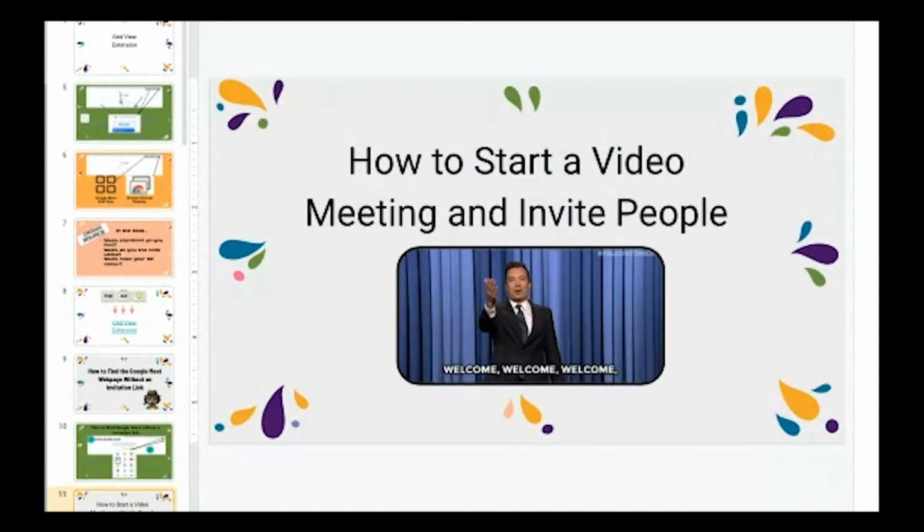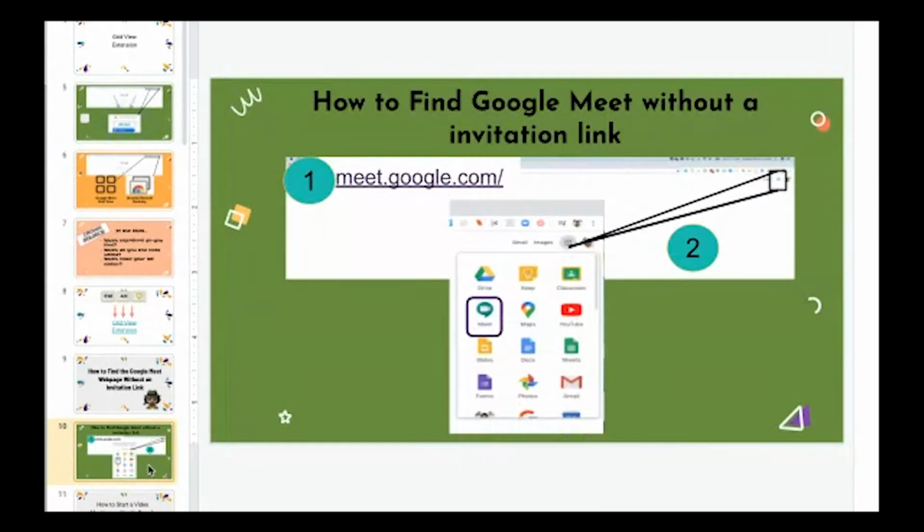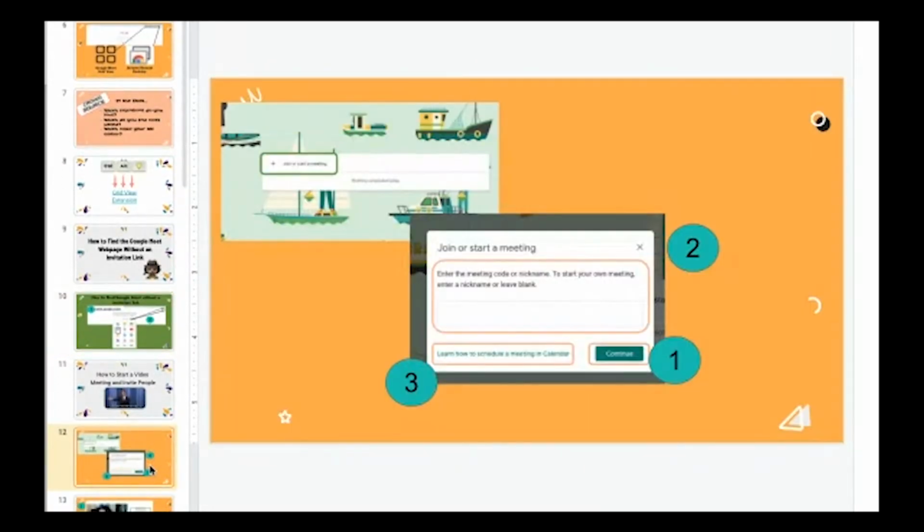Our next topic: how to start a video meeting and invite people. I'll show you live in just a second, but there are three ways to join or invite people. One way: when you click that join or start button from the starting page, number one, just hit continue. Don't worry about typing anything into the box. You can just hit continue.